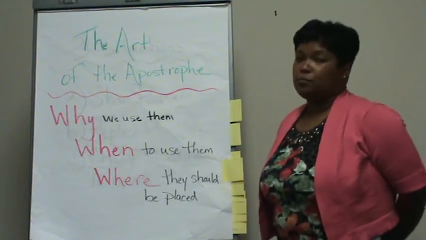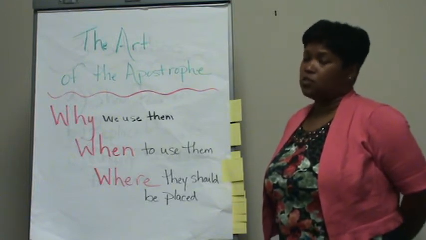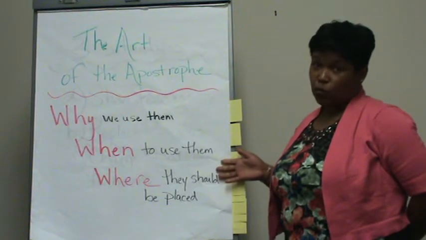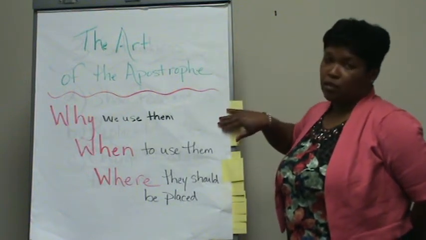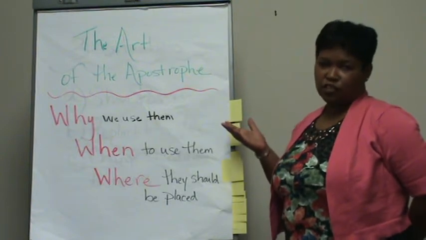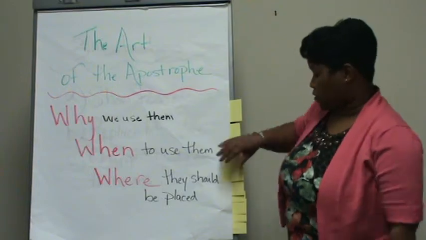One of the reasons that people misuse apostrophes is because essentially they become confused about why we use them, when we use them, and where they should be placed in the word. So one of the things that we'll be thinking about today is our rationale for using apostrophes, because that essentially helps to inform you about all three of these things.